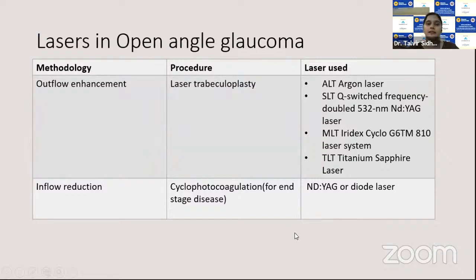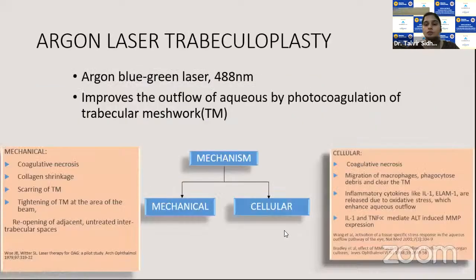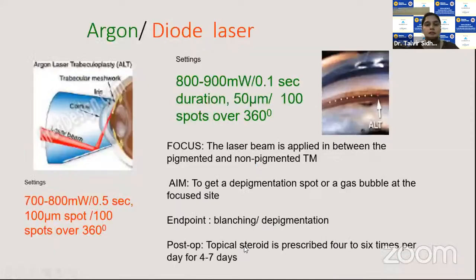Now talking about lasers in open angle glaucoma. Laser is actually an additional treatment in the form of trabeculoplasty to open up the closed trabecular pores in open angle glaucoma. Earlier, argon laser trabeculoplasty was used which caused coagulative necrosis and shrinkage of the trabecular meshwork and opening up of the trabecular spaces. Argon or diode laser could be used.